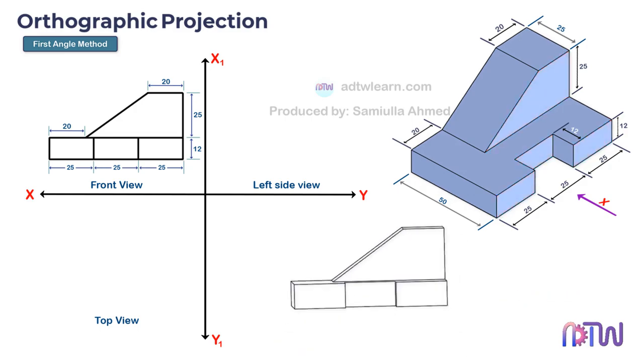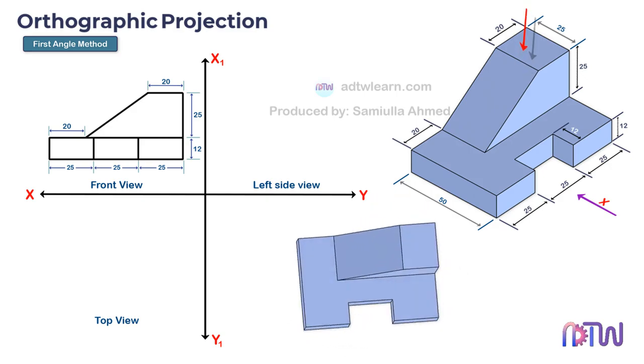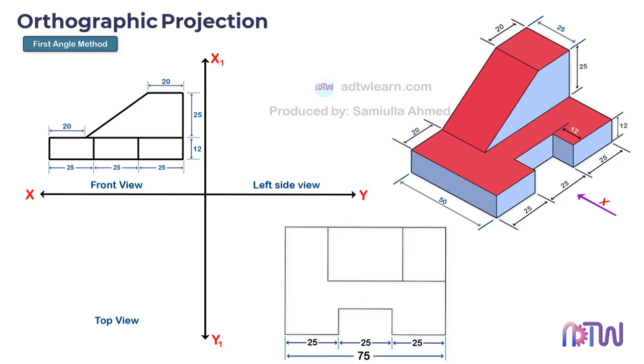Next, we will draw the top view of this. When we view the object from the top, this is how it will look from the top. We can see only this part of the object. We already know this total length is 75 millimeters. Next, this length is given as 50 millimeters. This length is given as 12 millimeters. And this rectangle's width will be 20 millimeters and its height will be 25 millimeters. This distance is given as 20 millimeters.